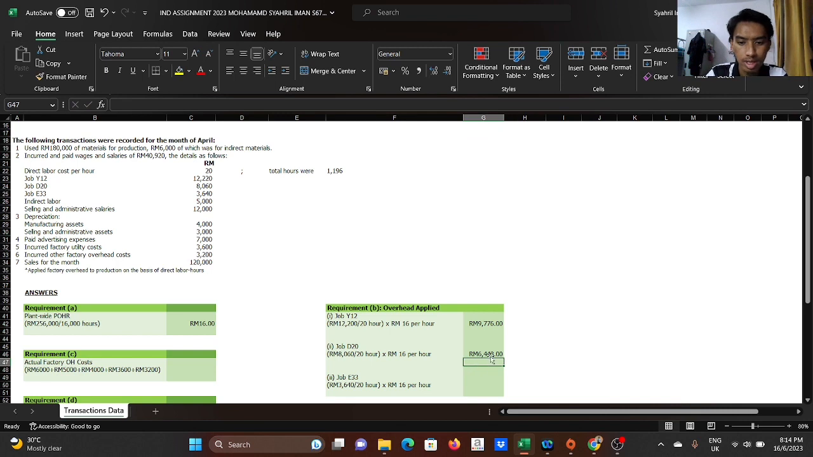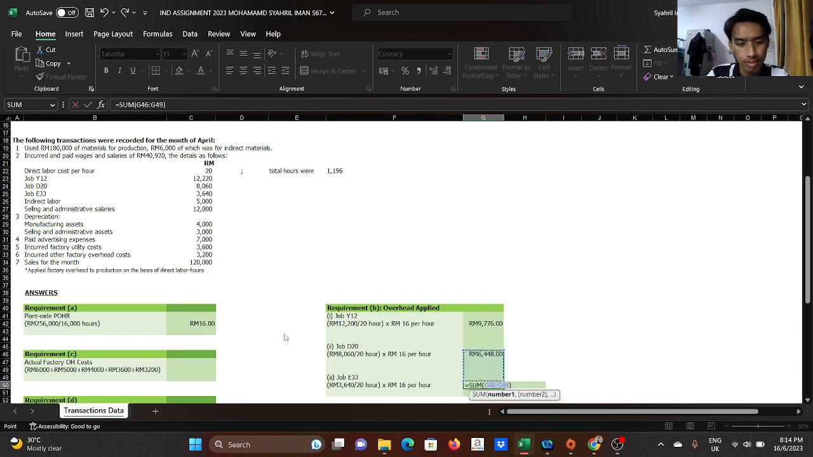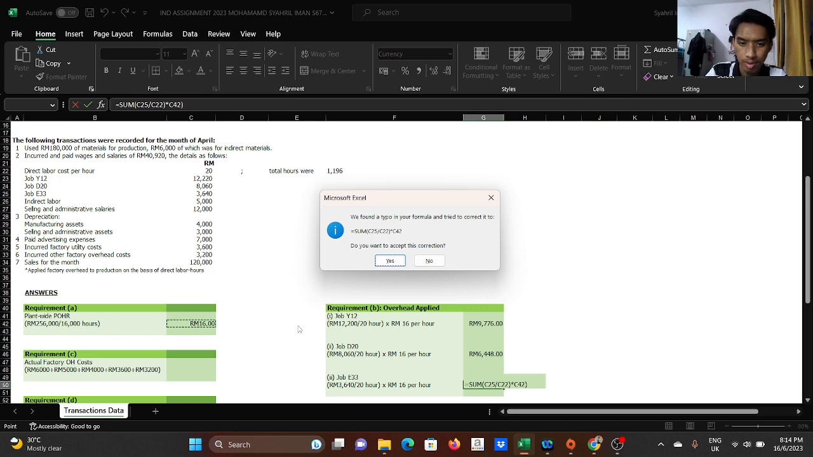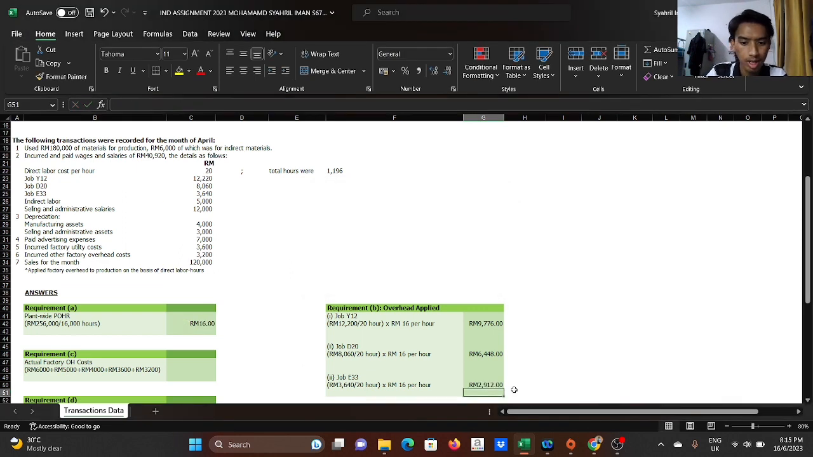And we will get 6,448. And for job E33, we take the total amount 3,640, divide by 20 hours and times RM16 per hour. We will get 2,912.